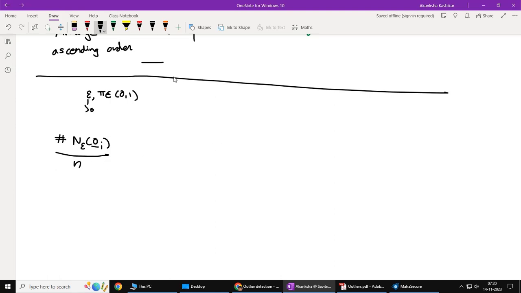Let me again draw a picture and we will see. So these are the observations in which we are interested, and these are the neighbors. Suppose epsilon is common for all the observations, and is such that this is the neighborhood for this observation, this is the neighborhood for this observation, and this is the neighborhood for this observation. Let me name them: this is O1, this is O2, this is O3.